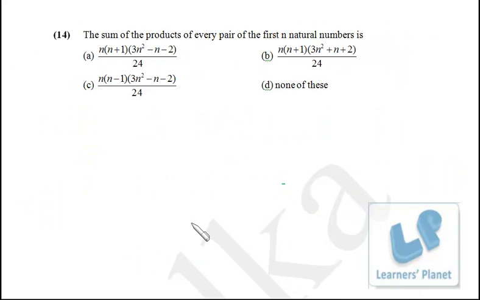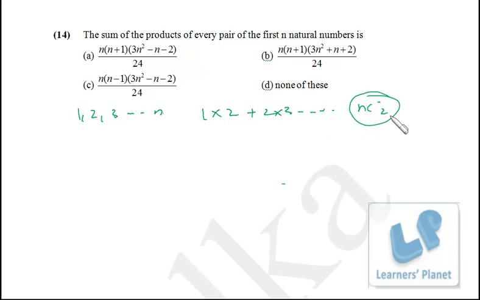Now let's try this problem. The sum of products of every pair of first n natural numbers. It seems to be lengthy. What you have to do is, the natural numbers are 1, 2, 3 till n. If you make every possible pair, that's 1 into 2, 2 into 3, 2 into n, 3 into 4, 4 into 5, and so on, every possible combination. So precisely, we'll be getting nC2 combinations. These many combinations you have to find out, and you have to find out their sum. So the problem is lengthy.